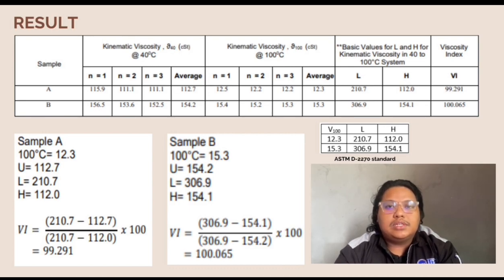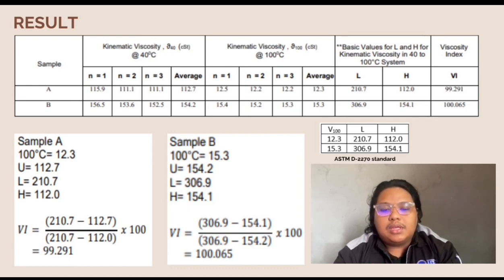The same steps are taken for sample B, starting with the kinematic viscosity at 40 degrees Celsius. The first take is 156.5, the second take is 153.6, and the third take is 152.5. The average kinematic viscosity at 40 degrees Celsius is 154.2. For the kinematic viscosity at 100 degrees Celsius for sample B, the first take is 50.4, the second take is 50.2, and the third take is 15.3. The average kinematic viscosity at 100 degrees Celsius is 15.3.